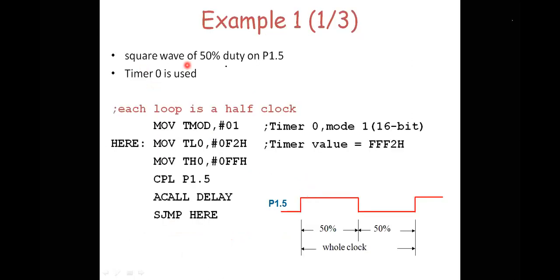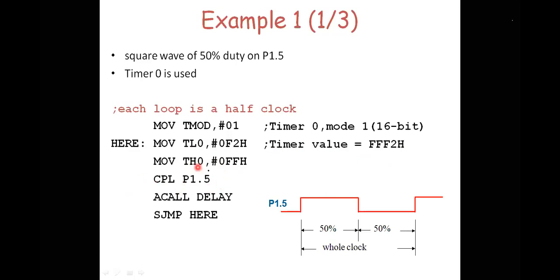So you have to generate the square wave at 50% duty cycle at port 1.5. You have to use timer 0. Same, you are initializing timer 0, TMOD register. So timer 0 in mode 1, that is 16-bit timer mode. And you are initializing TL0 with F2H, TH0 with FFH. What is our timer value? FFF2. And complement port 1.5.